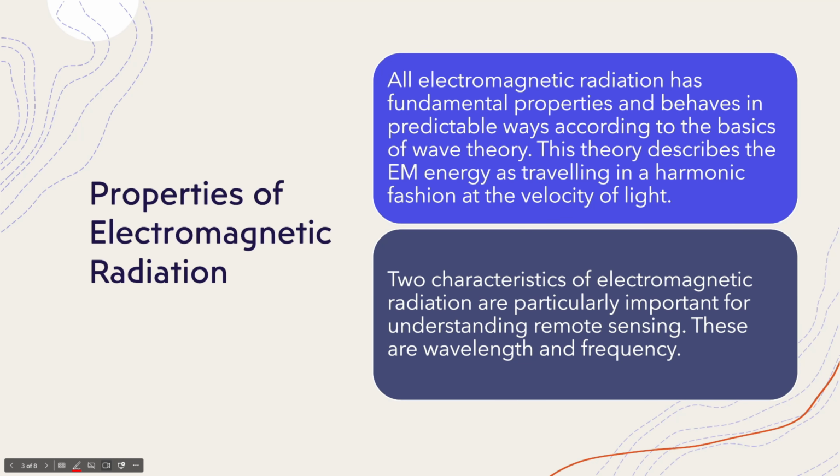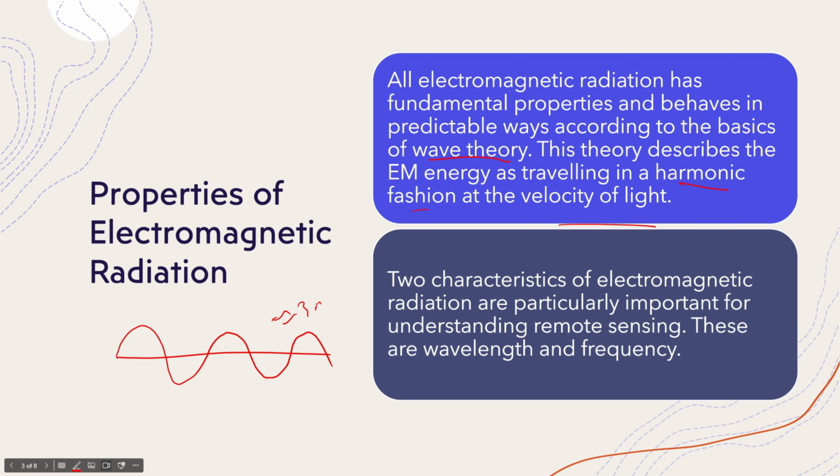And what are the properties of electromagnetic radiation? All electromagnetic radiation has fundamental properties and behaves in a predictable way according to the basics of wave theory. This theory describes electromagnetic energy as traveling in a harmonic fashion, with the same magnitude and the same constant phase difference or constant wavelength, at the velocity of light.